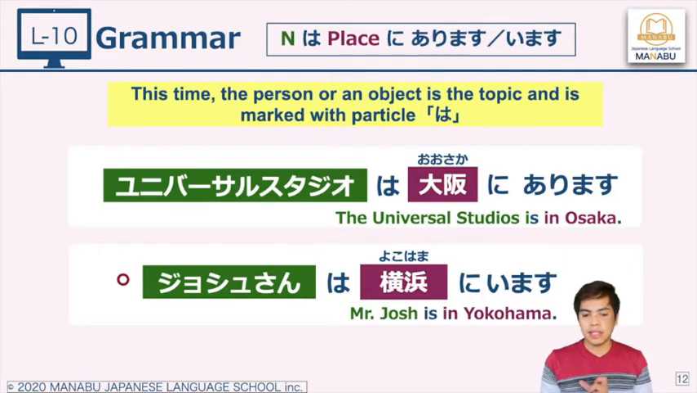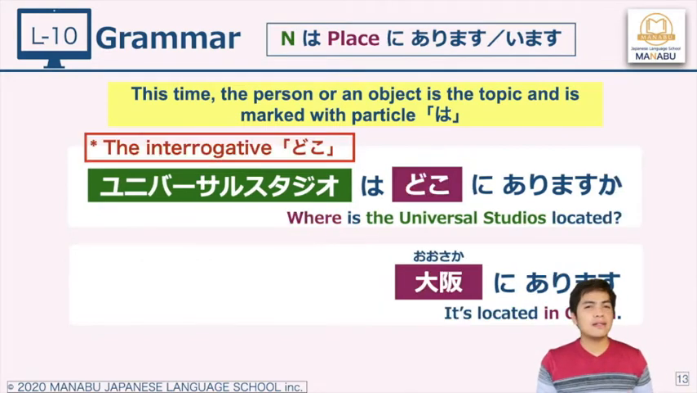Next example, Josh san wa. So the subject is a person, Mr. Josh. So we will use the verb imasu. Then the place of existence of Mr. Josh is Yokohama. So we will attach the particle ni to the word Yokohama. Yokohama ni, then imasu. Mr. Josh is in Yokohama.